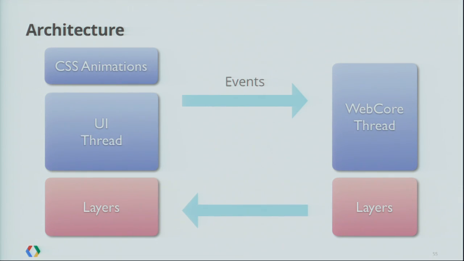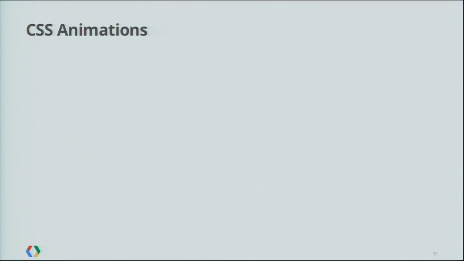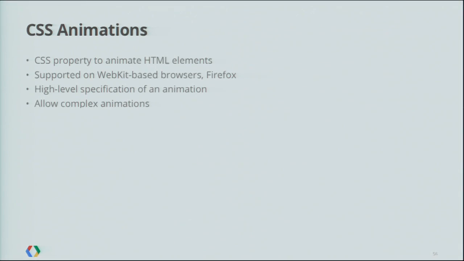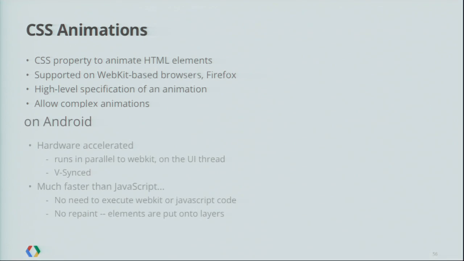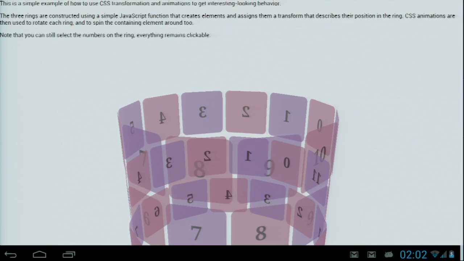The thing you notice here is that I did the CSS animation. CSS animation is a pretty cool thing. It lets you specify an animation in a decently high-level way, and you can do pretty complex things. It's supported on Firefox and WebKit-based browsers. The nice thing is that instead of letting WebKit evaluate the animation and determine where you want an element to be, we can take this computation and move it to the UI. And that means that those animations are hardware accelerated.